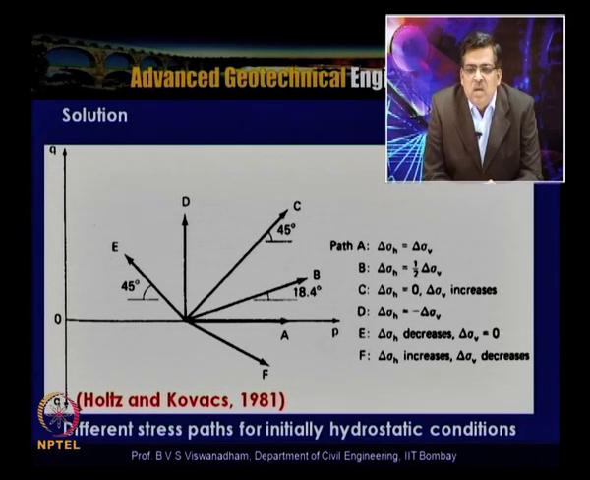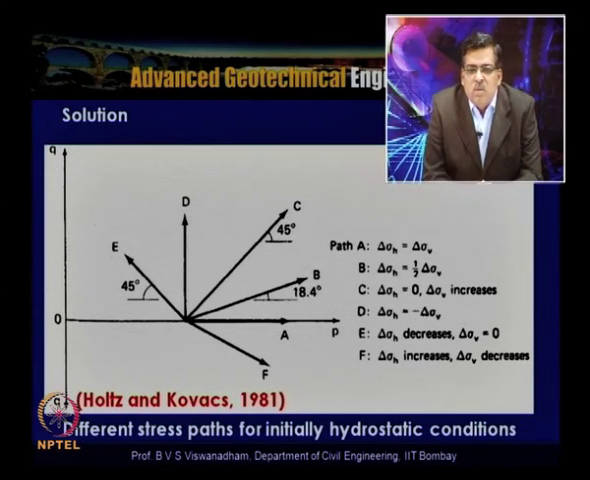And path D, where delta sigma H is equal to minus delta sigma V, here we are actually maintaining delta sigma H as minus delta sigma V. And E, where delta sigma H decreases and delta sigma V is equal to 0, that means that there is a certain sigma V on the sample and the delta sigma H is being decreased. And in path F, delta sigma H increases and delta sigma V decreases.